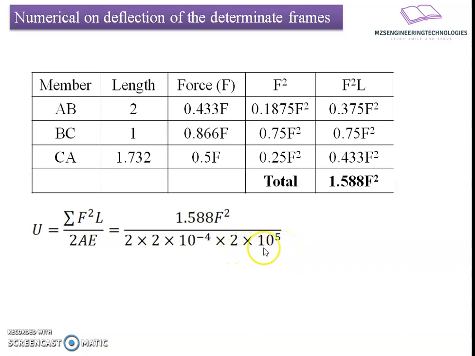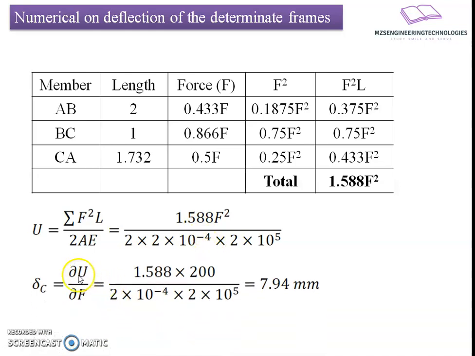Now I will use Castigliano's first theorem, which says that if we take the partial derivative of the total energy possessed by the system with reference to the force under which we require the deflection, the partial derivative will represent the deflection caused by that particular force. So delta C, let's say, is the deflection caused at C. It will be equal to the partial derivative of the entire stored energy with reference to the force. So you have to take the derivative of this particular relation.